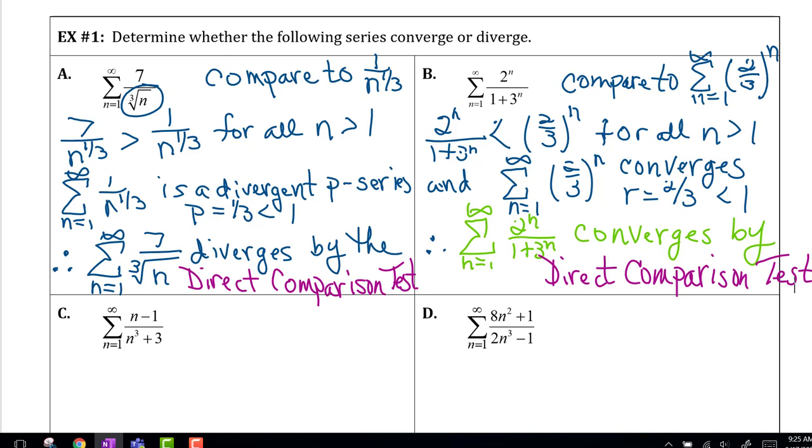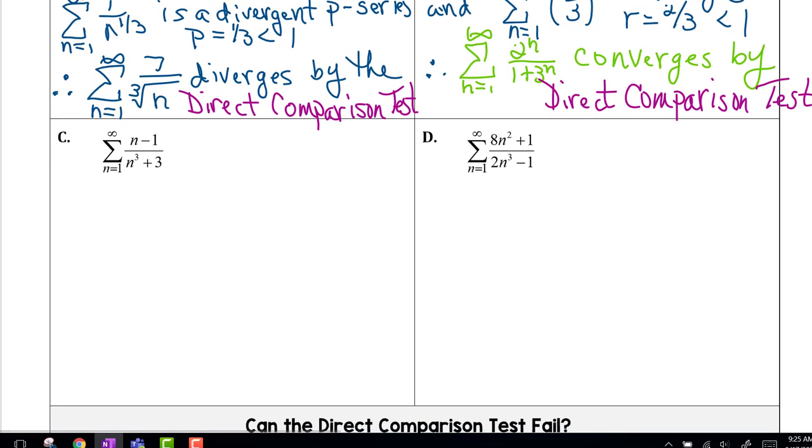Okay, next example. What makes these hard is trying to figure out what to compare them to. So the first two I thought were a little easy. The next one might be a little more difficult because you have an n in the numerator and an n in the denominator. But if you sort of divide these, what we can do is compare them to just 1 over n squared, if you were to try to simplify the n's, and that's going to be our b sub n.